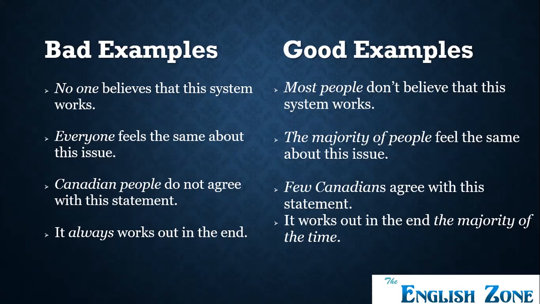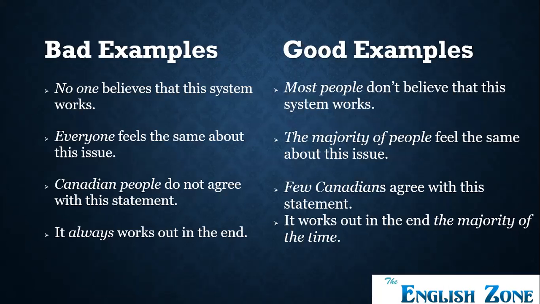Third example, Canadian people do not agree with the statement. So, what we can say is, few Canadians agree with this statement. Few Canadians means a minor issue. So if you are saying that they do not agree, instead of this, you can say few Canadians agree with this statement. Fourth example, it always works out in the end. Instead, it works out in the end the majority of the time. Avoid using always in your writing.